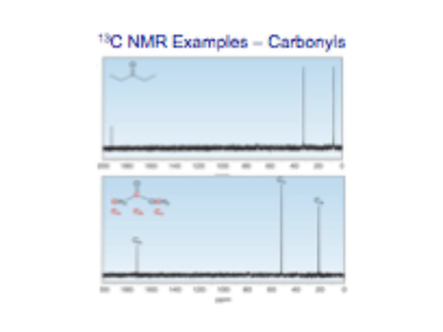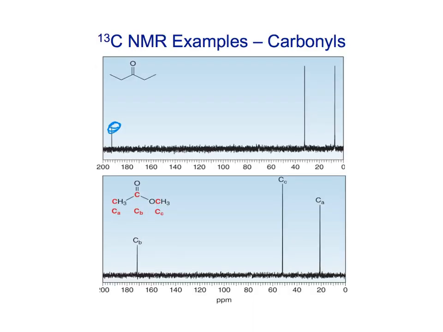Like this one. Okay, so we see 3 peaks. This one all the way up at 192 is going to be for the ketone. Okay, so that's clearly in the carbonyl range. And then we have a CH2 and CH3.